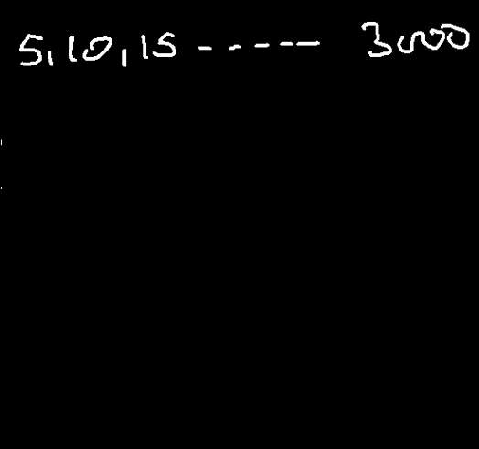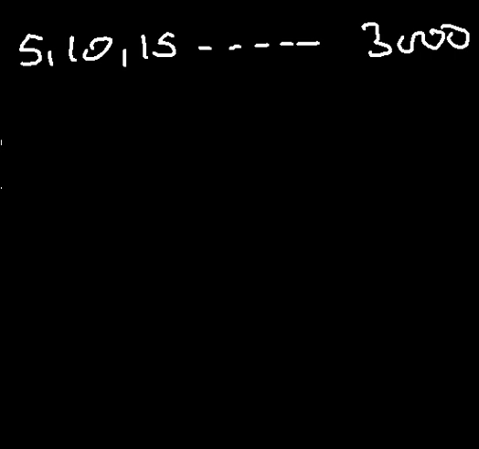And now let's say we have this question. Let's say we have an arithmetic progression series given as 5, 10, 15, and it keeps on going, let's say up to 3,000. Now find the sum of the terms for this particular arithmetic progression series.